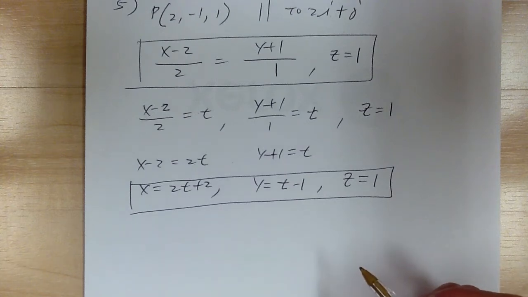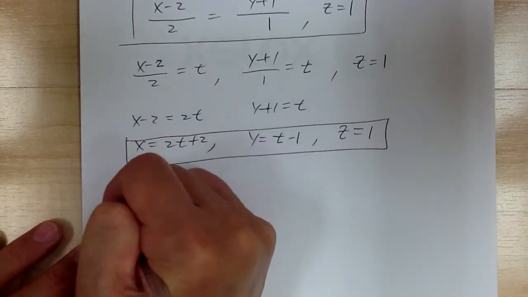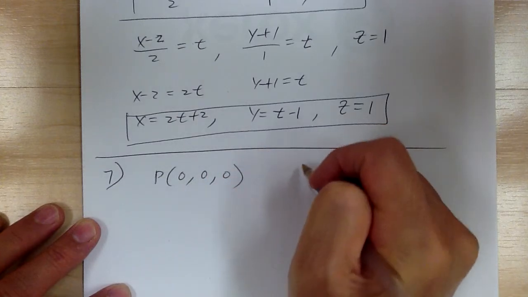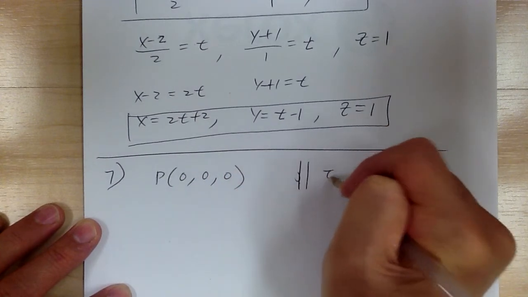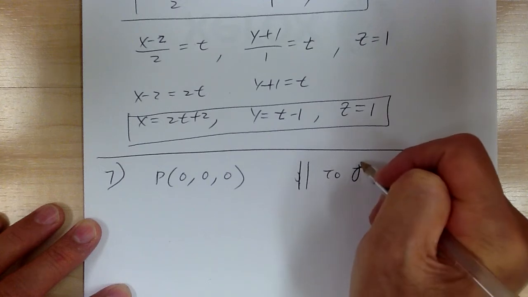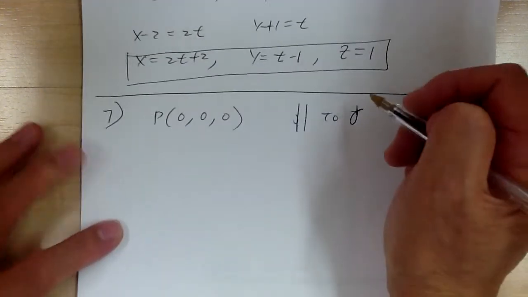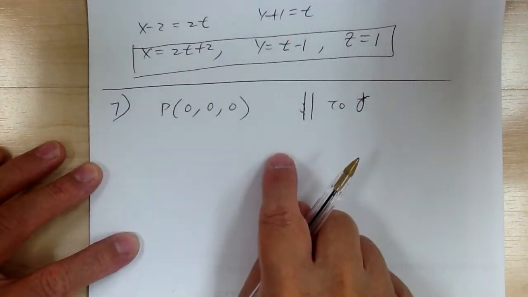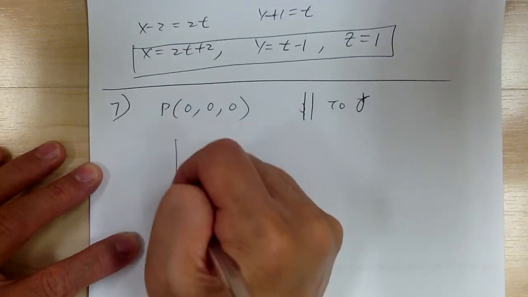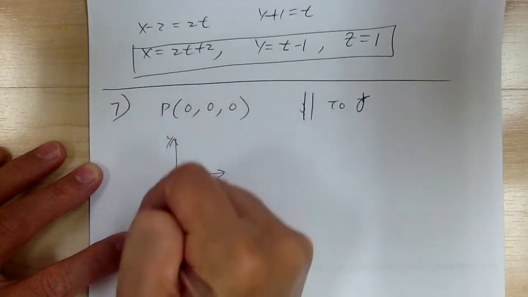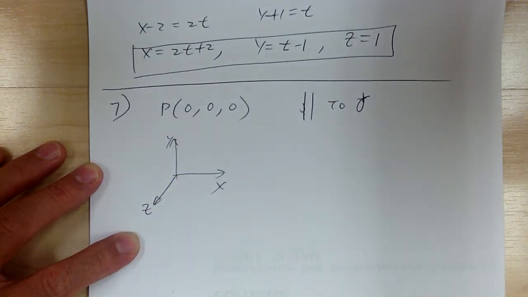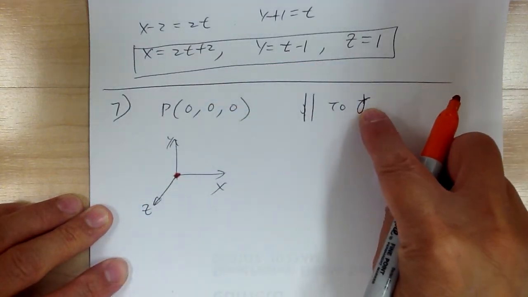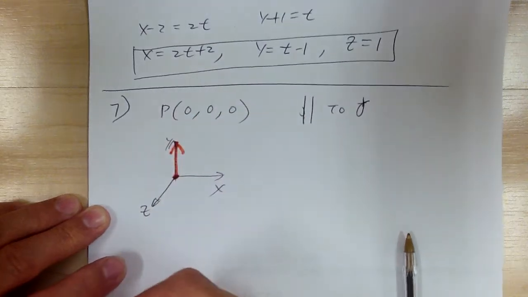Okay, let's go to number 7. You have the point (0, 0, 0), and it's parallel to j. Again, this one has no symmetric equation like the ones before. If you look at the graph, that's your x, y, z. This line is going to go through this point and it's parallel to the j direction. That's the y direction. It's like this. So it's right over there.